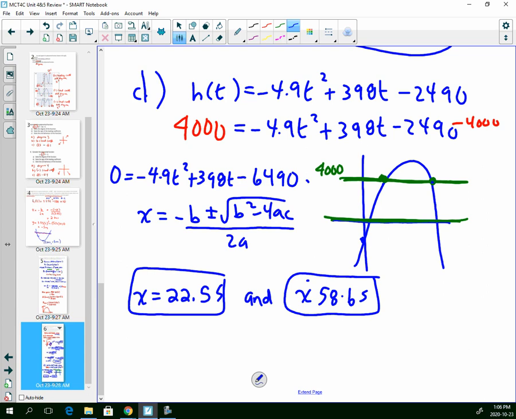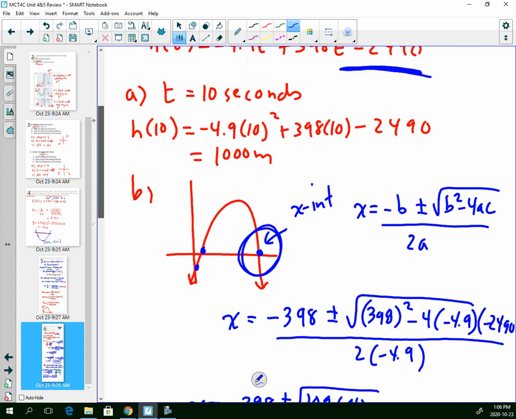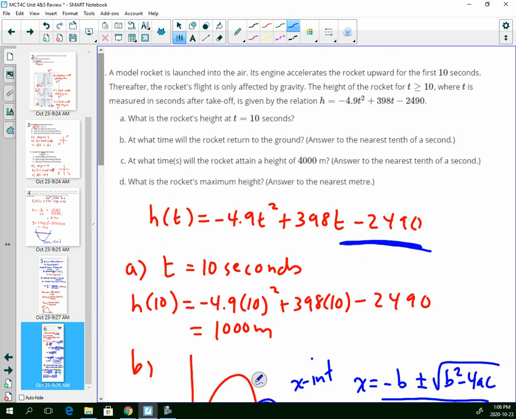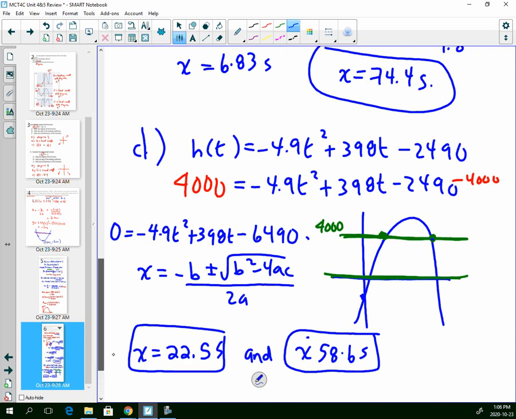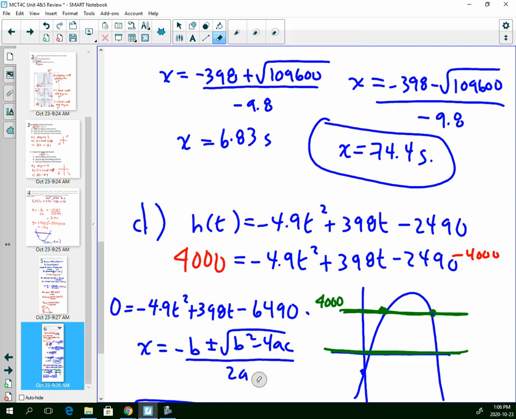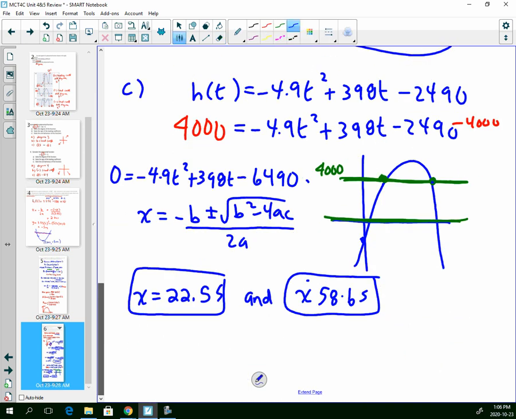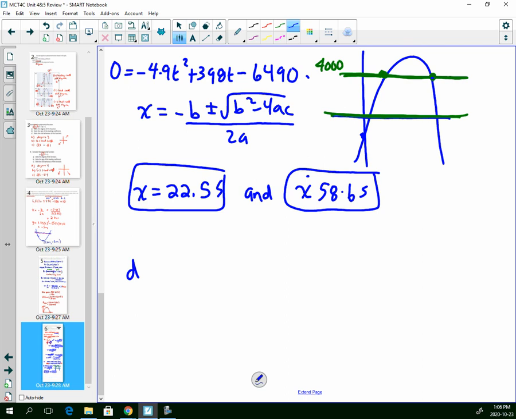Okay? And then the last question. Projectiles usually have quite a few things they can ask you. So what's the initial time? When does it hit the ground? When does it get its maximum height? How long does it take? There's lots of things you can ask. So D says, what is the rocket's maximum height? So this was actually C. So D wants us to find maximum height.